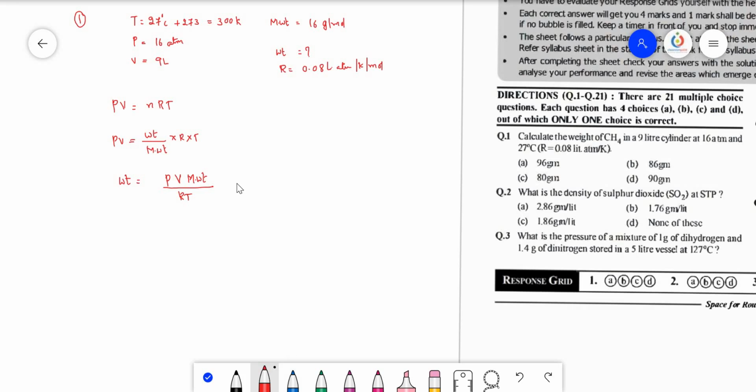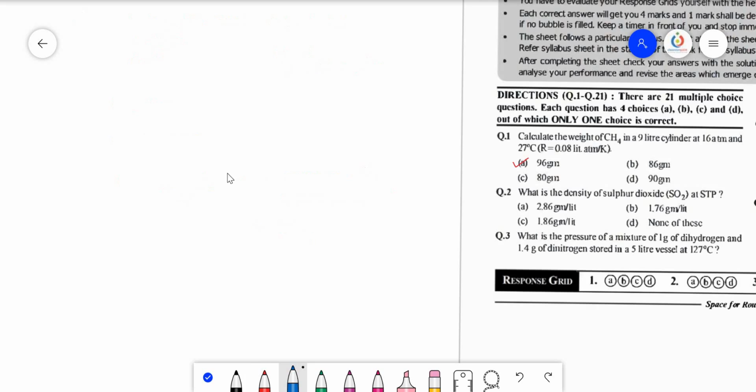Now let's try to substitute this given data. Pressure is 16 atmospheres into volume is 9 liters. Molecular weight is 16 grams per mole divided by R value 0.08 liter atmosphere per Kelvin per mole into temperature 300 Kelvins. So by solving everything, we shall get 96 grams. Option A is correct. Now let us solve question number 2.